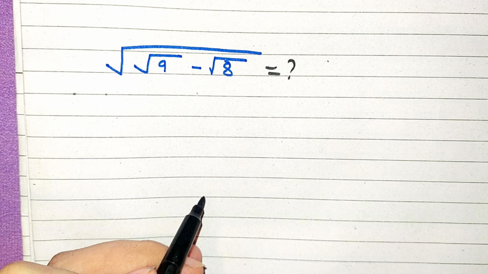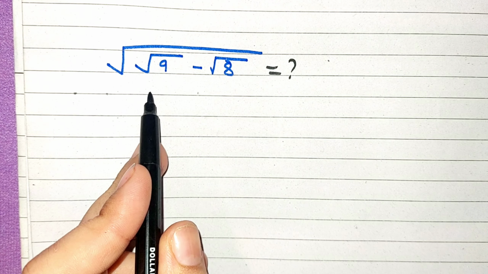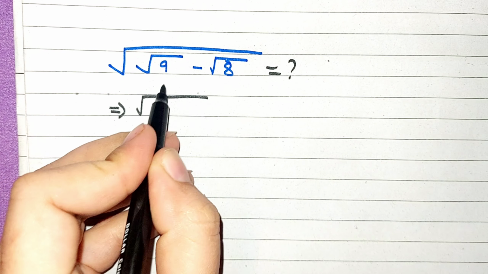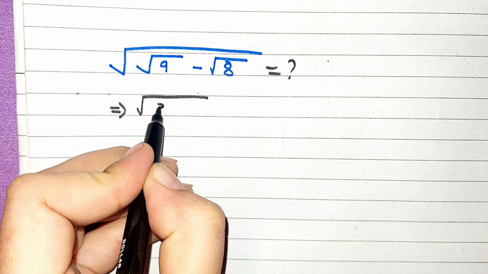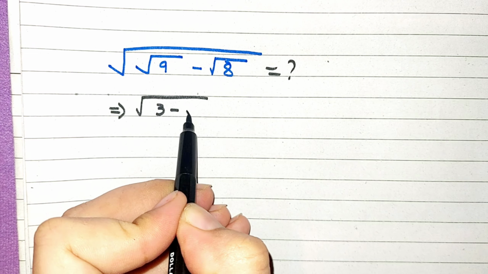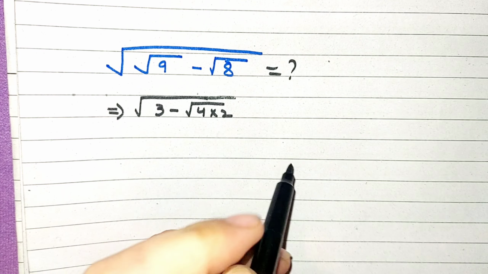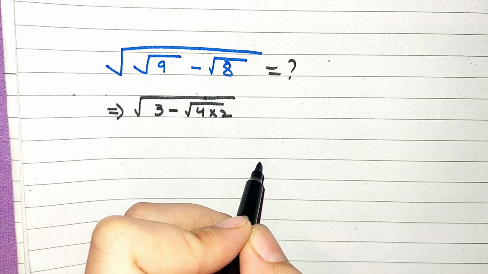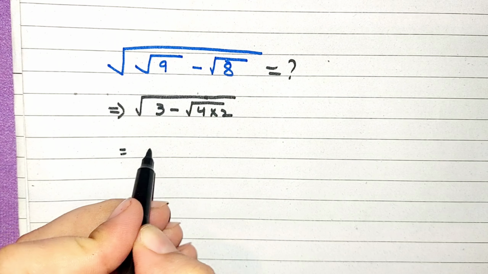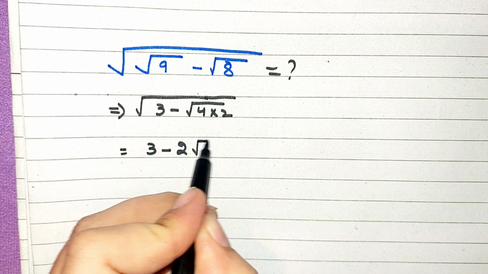So let's find out. Here we can see that radical 9 is equal to 3. So we can write that in a radical, radical 9 is equal to 3, minus radical 8, and we can write radical 8 as radical 4 multiplied by 2. Further, we take 4 out, so that will be simply 3 minus 2 radical 2.